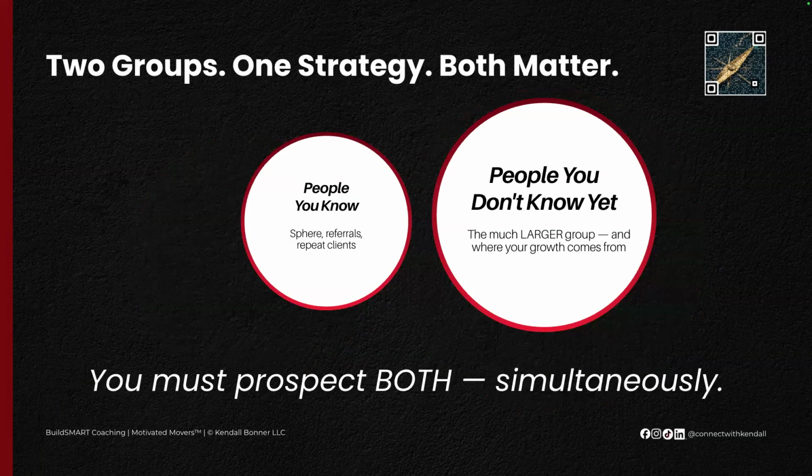As I said, you must prospect both groups simultaneously, and that is not optional if you want a pipeline that serves you today, tomorrow, and in the future. You must consistently be growing your pipeline. And why is that? Because what happens to your natural sphere of influence? Number one, your sphere will move out of town, so they can't use you anymore. Your sphere will also forget who you are. They'll forget your name and they'll call somebody else.